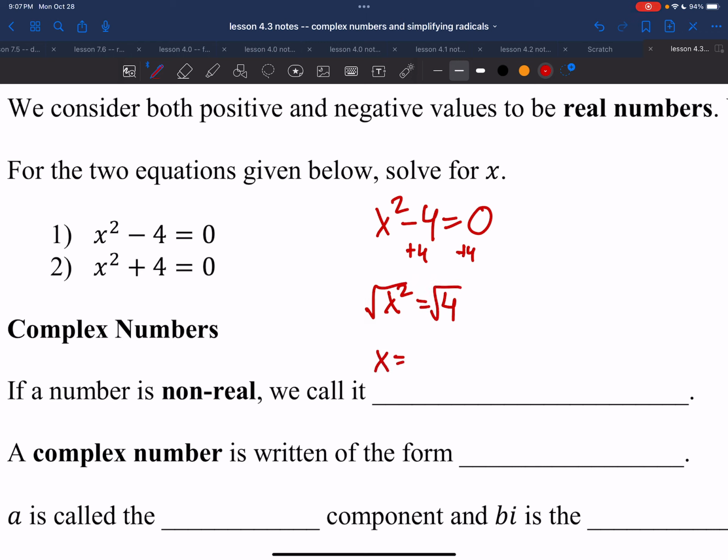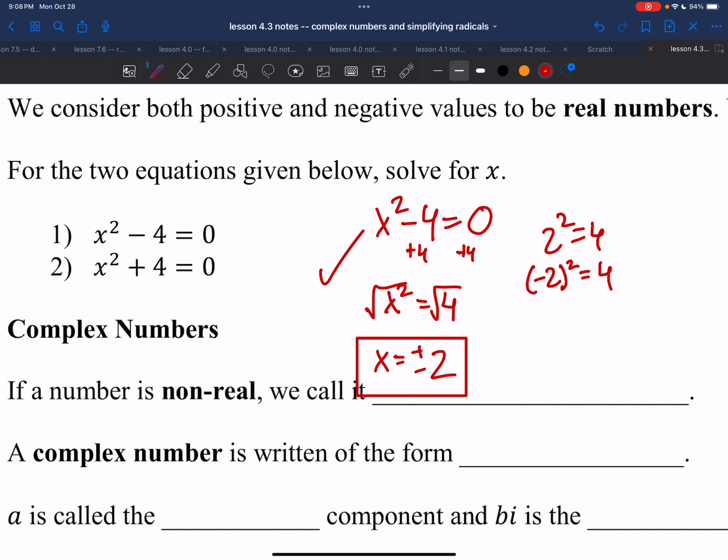But also, -2 quantity squared, right, is also 4. So, if you're asking the question, what number squared is 4? Well, there's actually 2 answers. +2 is an answer, and -2 is an answer. And so we say, okay, ta-da, there it is. There's my answer. Because whether I take 2 or -2 and I square it, I get 4, and 4 minus 4 is 0. Done. So this has 2 solutions.